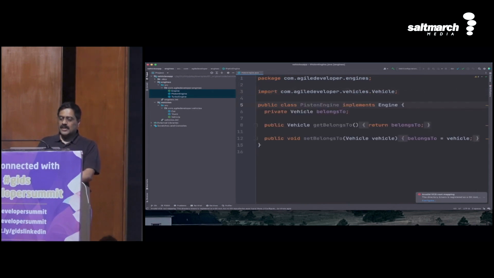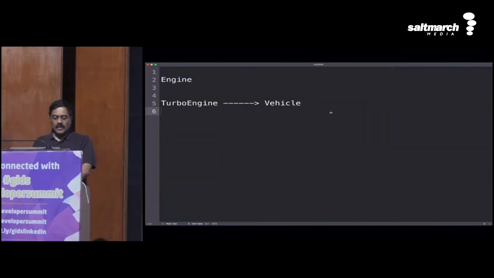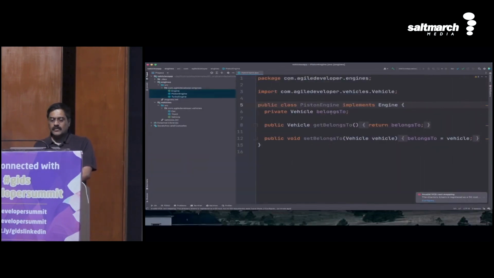Then you have a piston engine. Piston engine implements engine and depends on the vehicle, right? So what do you have? You have a piston engine, and the piston engine depends on vehicle also. Good so far, right? So that's what we know so far.